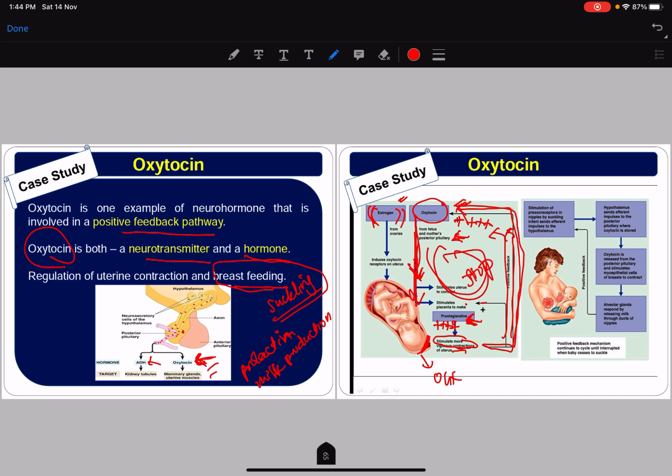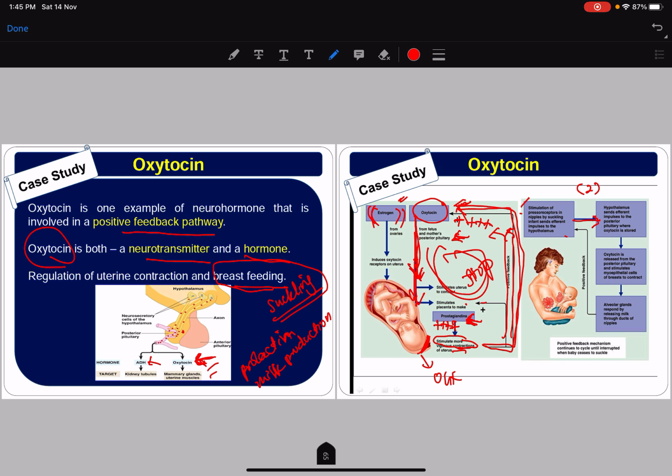The second case study of a positive feedback pathway or mechanism. Stimulation of pressure receptors in the nipples. The receptors that detect pressure at the nipples detect the suckling of the infant. So that is the signal. The pressure receptors send afferent impulses to the brain, to the hypothalamus. The hypothalamus detects that signal.